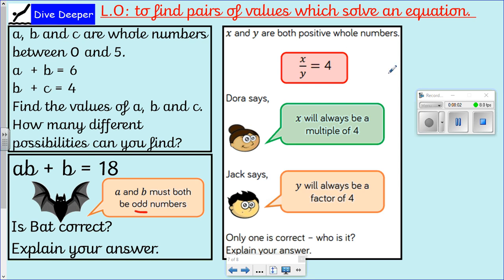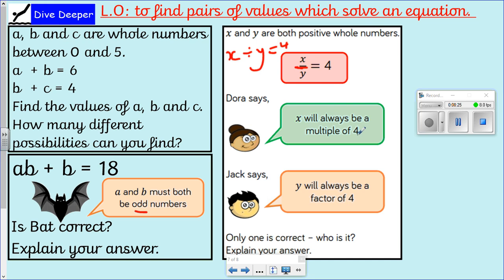Right, this is a nice little one. X and Y are both positive whole numbers. We keep saying this thing. X divided by Y equals 4. I'm just going to write that out as a reminder. X divided by Y equals 4. That's what this line means. We've spoken about this quite a bit now.